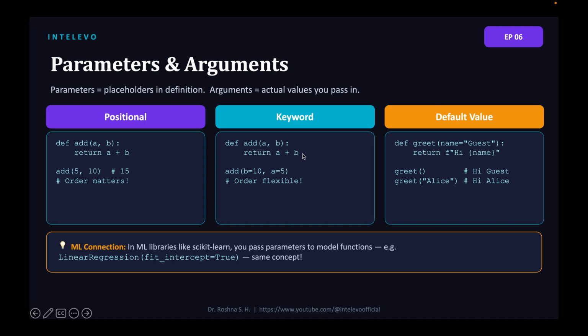And then comes the keyword argument. You name which parameter gets which value in keyword arguments. Now order doesn't matter at all. This is actually how most machine learning libraries work.